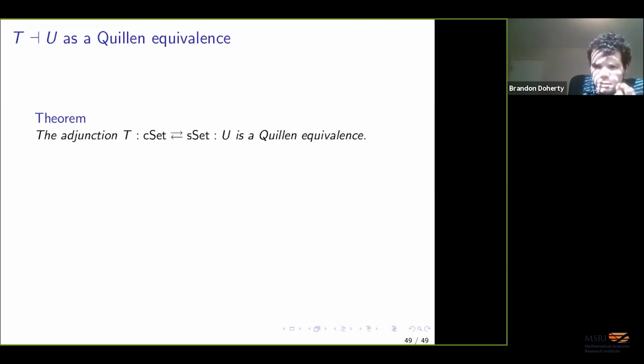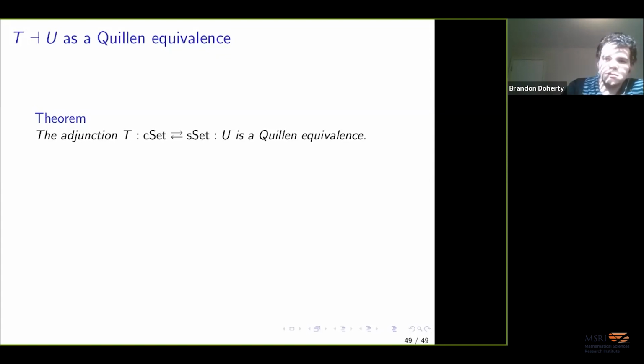Right, so once we've shown that Q and integral form a Quillen equivalence, how do we know from that that T and its right adjoint U form a Quillen equivalence?